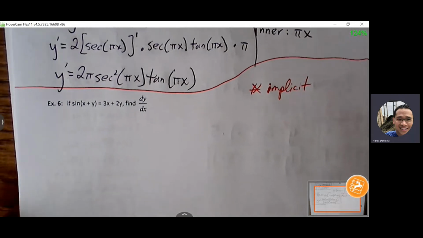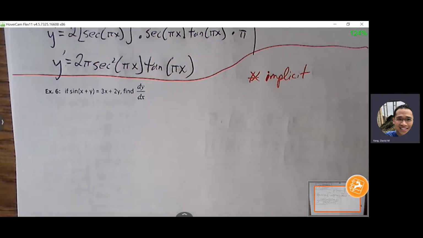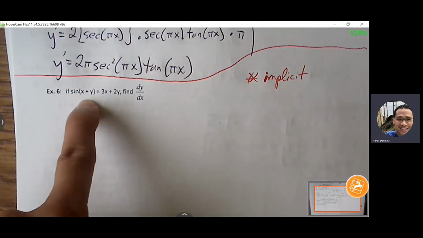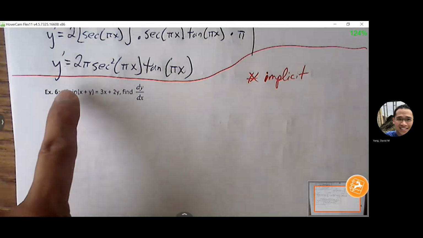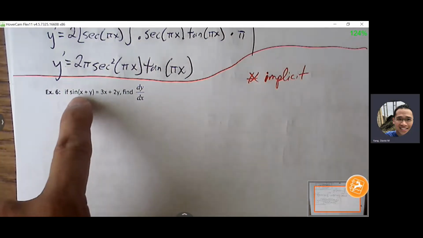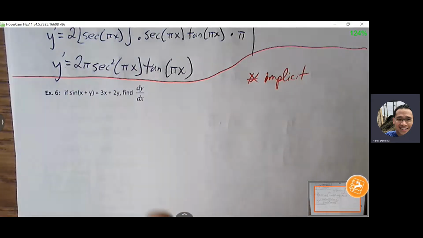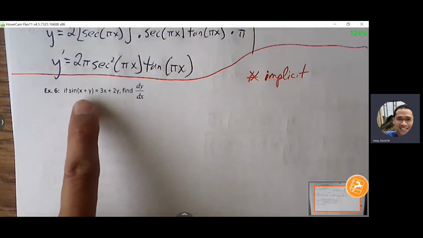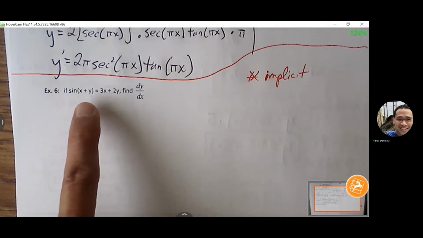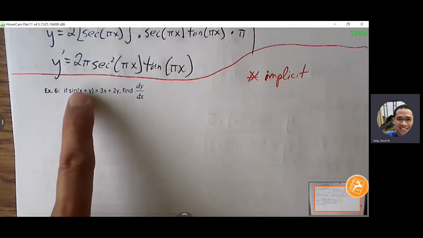So example 6, you guys said implicit. We've got to deal with that. Is there anything that I can do with that sine of x plus y? Okay, so that's what I want to talk about. Yes, there is some identity that we can use, but we're not going to worry about those identities from pre-calc. But I do want to point out, can we distribute the sine through the parentheses? So we can't do that.